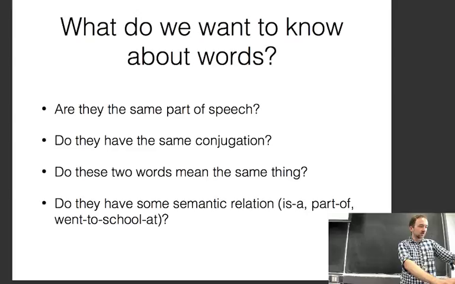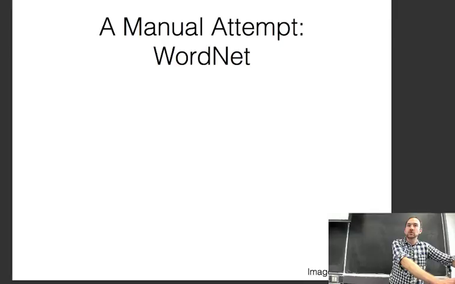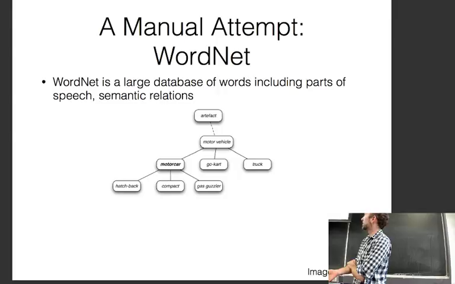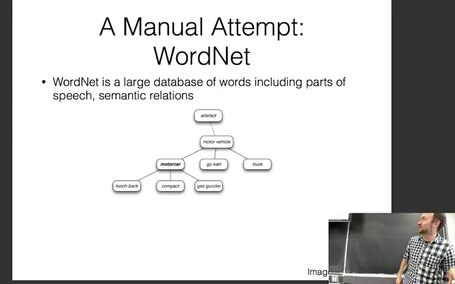One manual attempt that has been very, very successful at doing this is WordNet. There's lots of others, but WordNet is basically something like this. The main thing it captures is is-a relations. So we have artifact at the very top. This is spelled the strange Australian way because we got it from NLTK, but if you ignore that, we have artifact at the top. Then we have motor vehicle, then motor car, then a compact car, a hatchback, and a gas guzzler, which are all types.